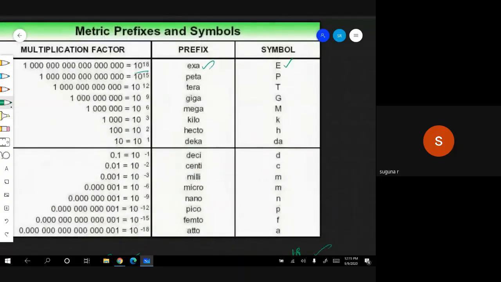Next one is peta. The symbol is capital P. 1 peta is nothing but 10 power 15. Okay, peta meter. What is a peta meter?